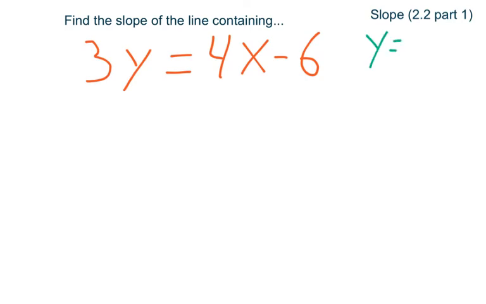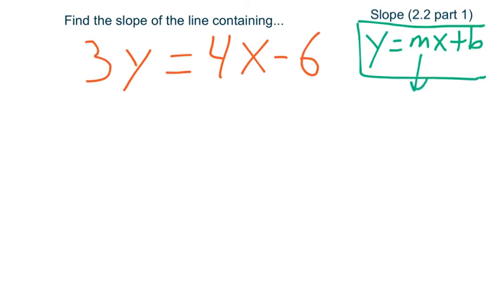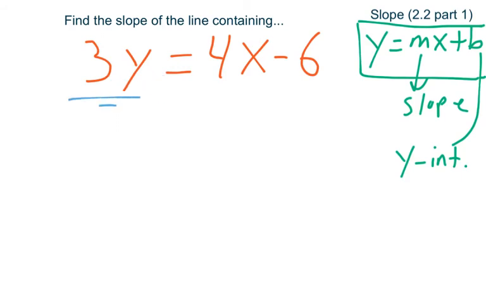So y equals mx plus b. That is the equation of a line. M standing for slope, and b for the y-intercept. So that's y-intercept. That's what INT stands for. So here, in this equation, I gotta get y all by itself. So what do you see here? I have 3 times y. So I'm just going to divide everything by 3.